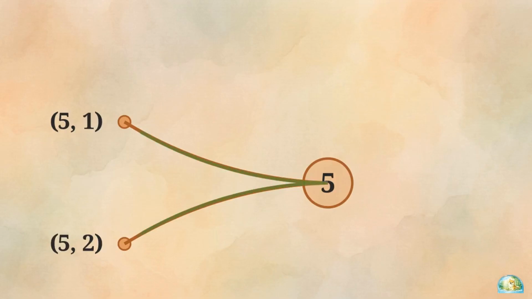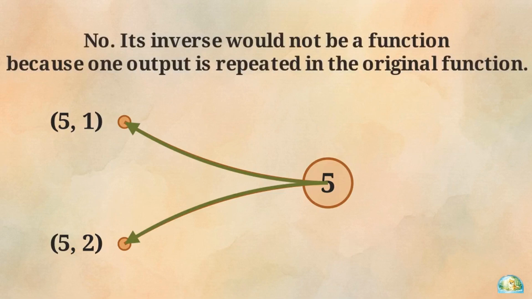If we imagine reversing those pairs, the input 5 now attempts to point back to two different outputs, 1 and 2. A valid function can never map a single input to multiple outputs. So can this inverse relation be a function? No. Its inverse would not be a function because one output is repeated in the original function.